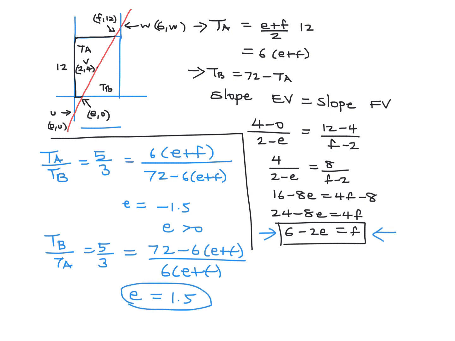Now, we're not really interested in E. We want U and W. Okay, no problem. And that's where the slopes come in. So again, you use the slopes.